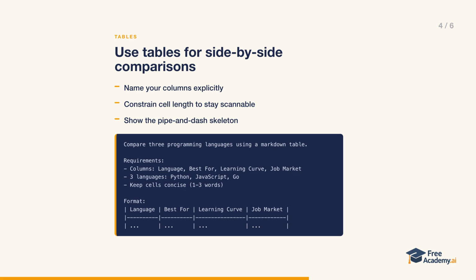It even shows the exact pipe and dash skeleton it wants filled in. Giving the model the column headers and an empty table shape removes ambiguity, so you get a tidy grid instead of paragraphs you would have to reorganize yourself.